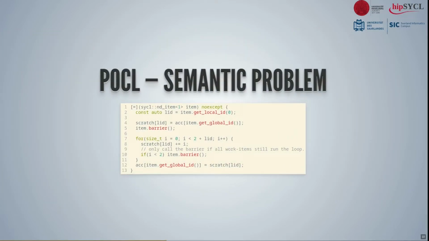While adopting and evaluating both approaches, it became apparent that POCL's approach had a semantical mismatch with SYCL's barrier model. SYCL only requires that a barrier must be reached by all work items of a workgroup if it is reached by any work item therein.